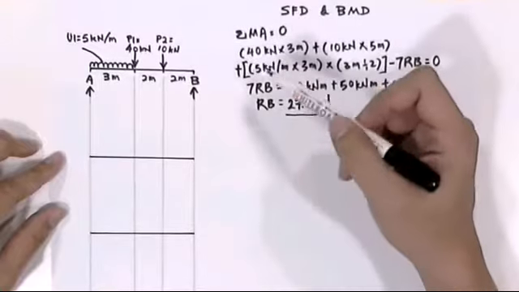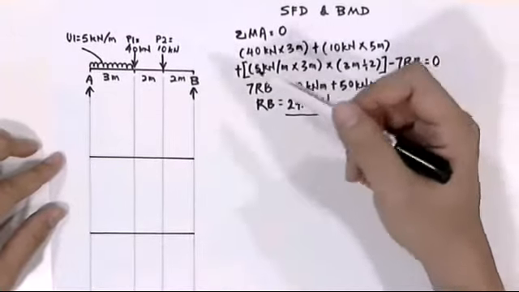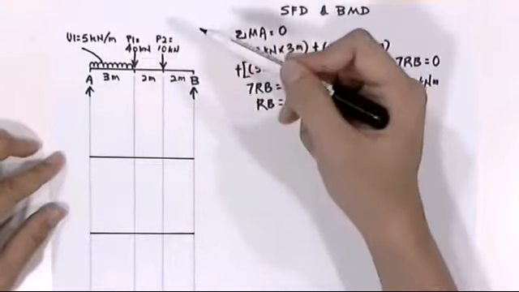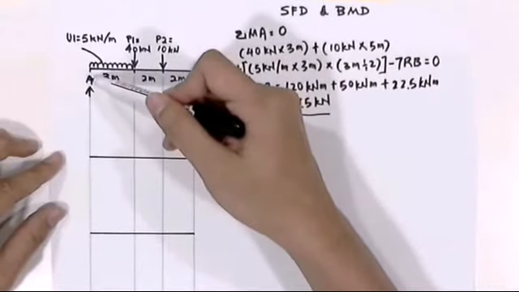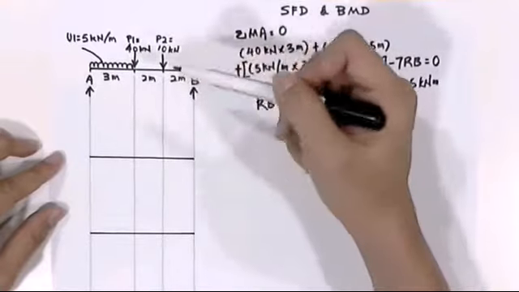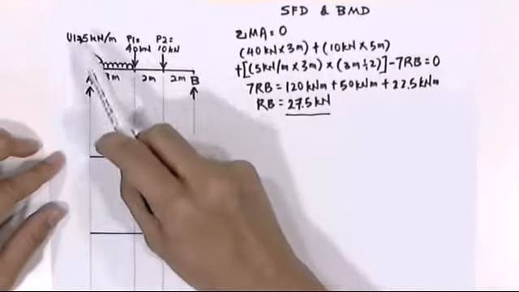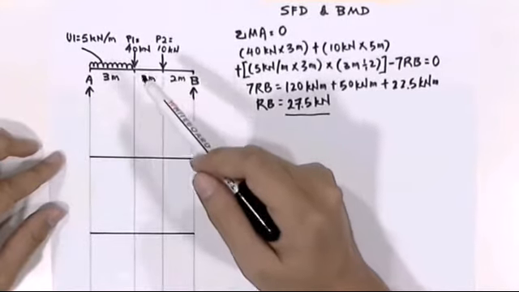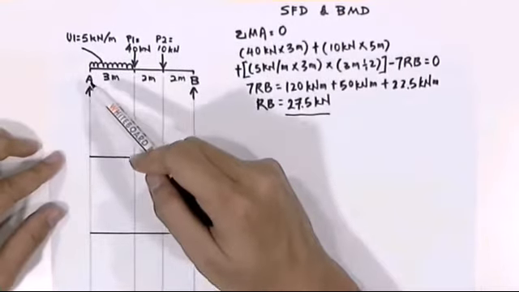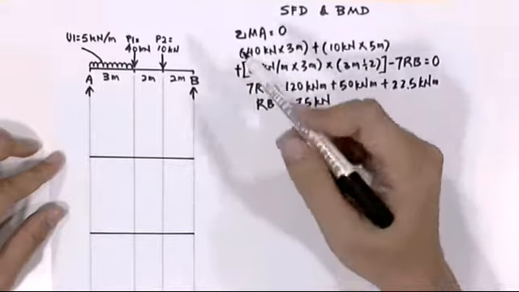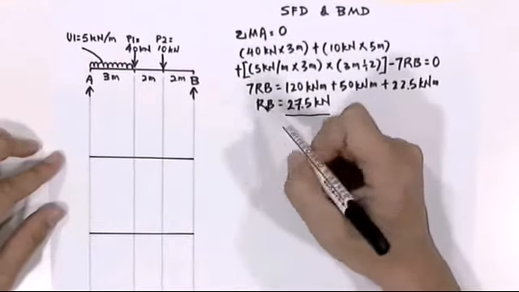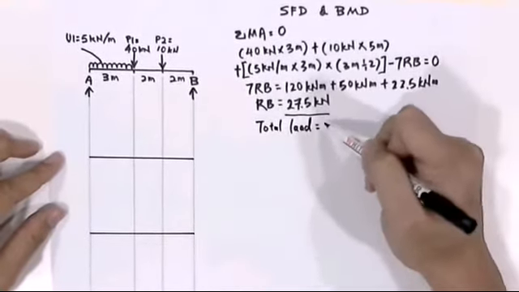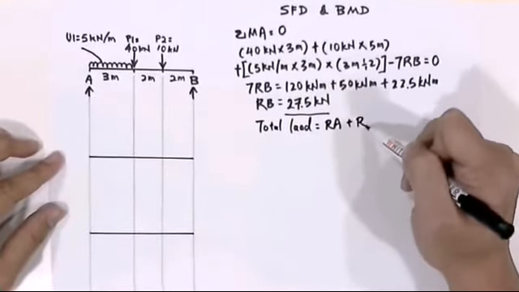Based on the equilibrium theory, we know that whatever load is acting on the beam will be counter-reacted by the reaction force from support A and B. Therefore, the total imposed load on this particular beam equals the reaction force A plus reaction force B. Therefore we know that total load equals RA plus RB.